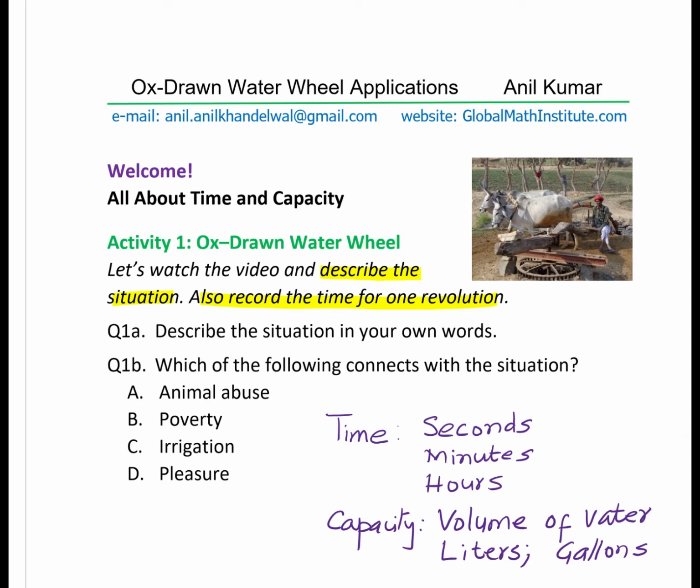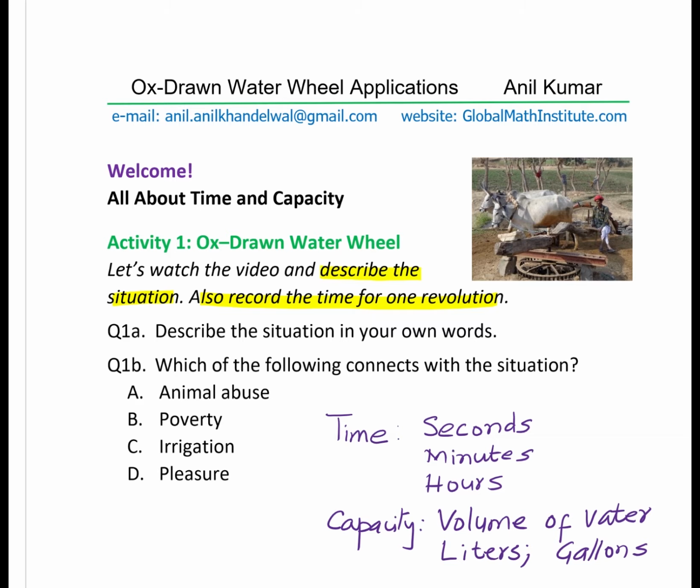If you are in a classroom setting, you can share your description with your friends and then move on to question number 1B. Question number 1B is, which of the following connects with this situation? A, animal abuse. B, poverty. C, irrigation. D, pleasure. Take your time and let me know. What do you say? Well, most of you are correct.